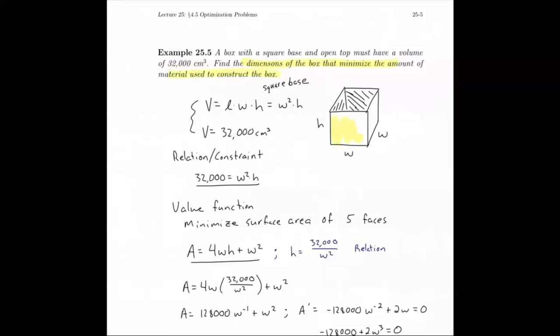Well, the material makes up an area around this box, right? It's got an open top, so it only has the 4 faces on the sides and then a bottom face. So 5 faces on this box, so 5 surfaces are the areas we're trying to keep the smallest while maintaining the box at this volume.